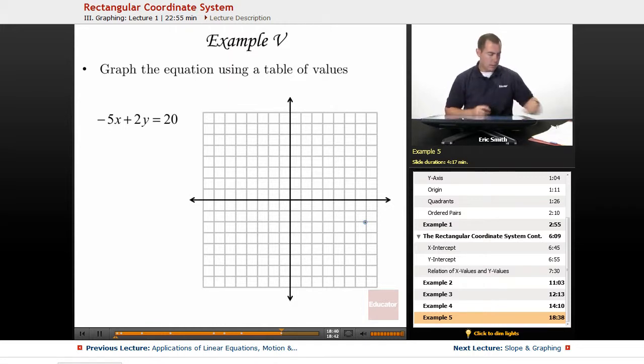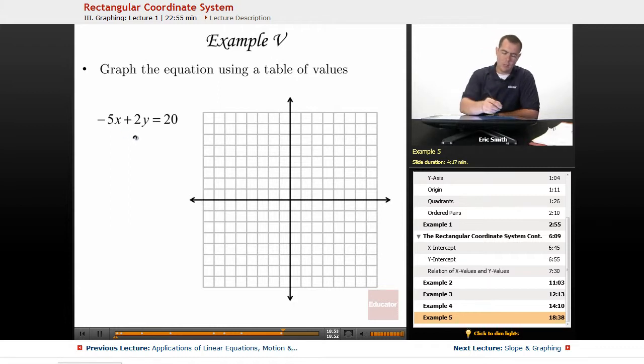All right. In this next one, we want to graph the equation, again, using a table of values. So let's see what we can do. Like last time, I'll go ahead and solve this for y, so we have a little bit easier of a time working with it. So I'll move that 5x to the other side by adding 5x to both sides. Then I'll go ahead and divide by 2.